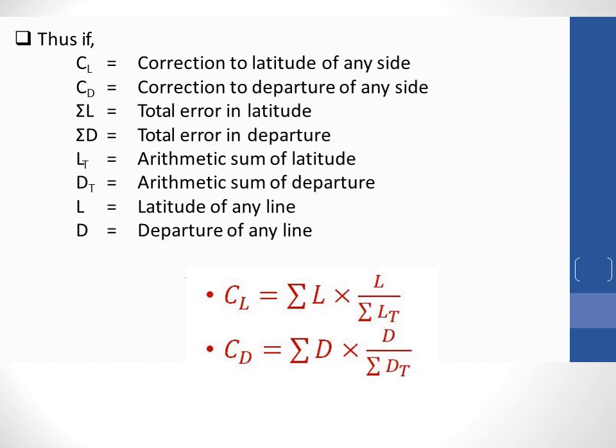Okay, if you have any doubt, we can clear it in the next class. Similarly, for departure also the equation is given. So that is all about Bowditch's method and the transit method.